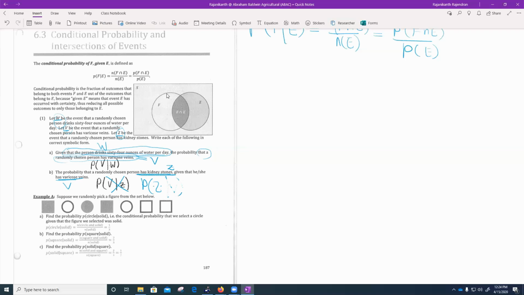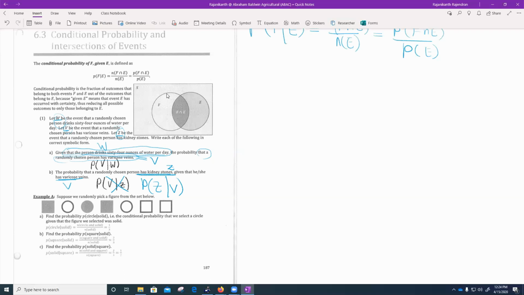Now look at the next one. Suppose we randomly pick a figure from the set below. We are given basically 1, 2, 3, 4, 5, 6, 7 objects here. We are choosing one at random. First one is to find the probability of choosing a circle. The given event is those which are solid. So it is a conditional probability.